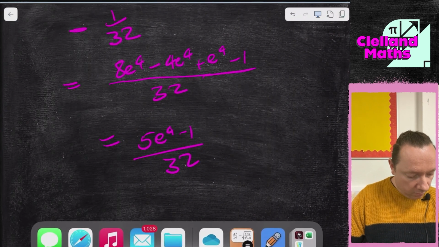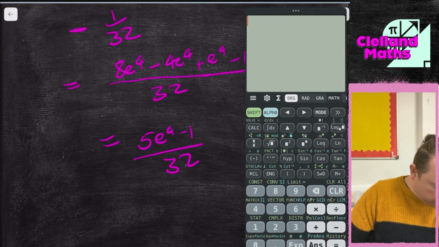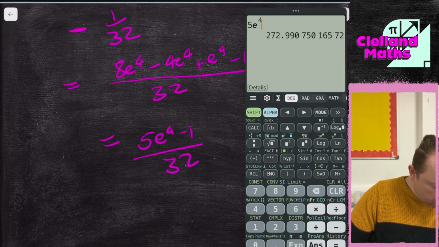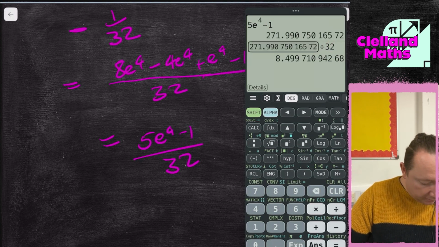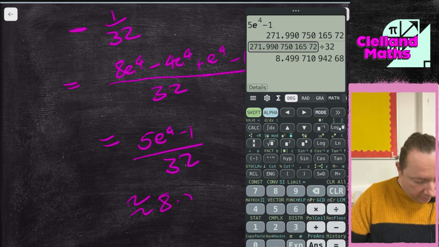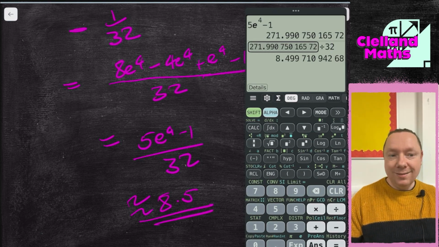And then you could work that out in a calculator if you wanted to. 5 times e to the power of 4 minus 1, over 32. So for anybody that did it, that's about 8.5. And we're done there.